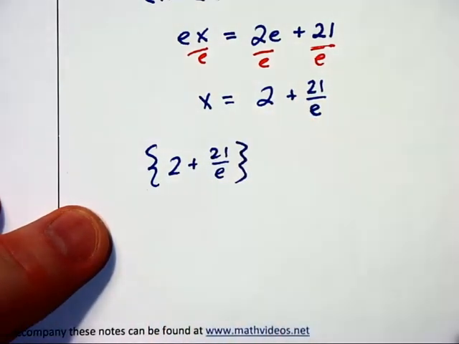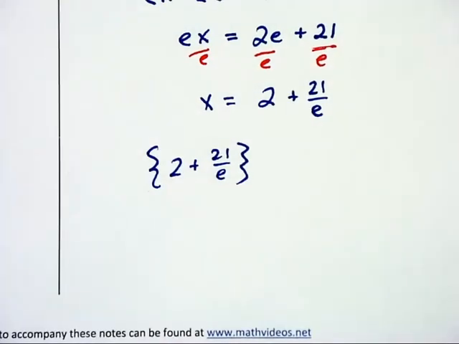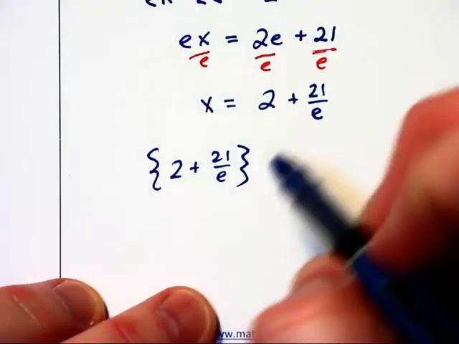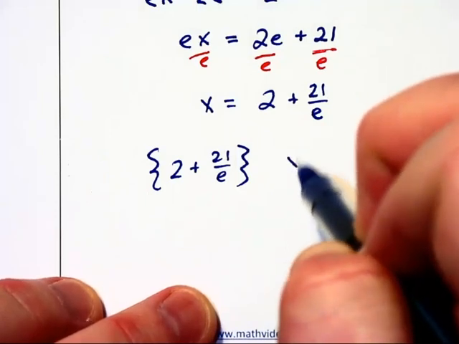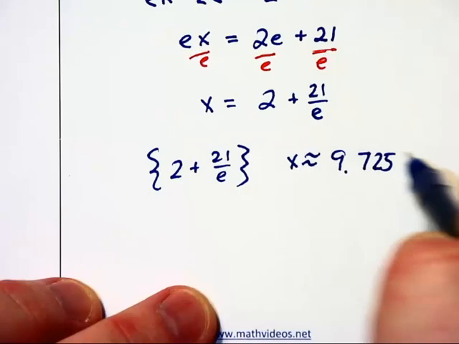And if we substitute that into the calculator, which I'm going to do very quickly, if you substitute that back into your calculator, you get that x is approximately 9.7255.